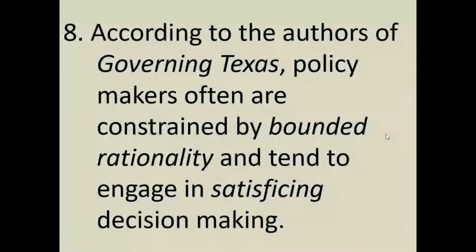According to the authors of Governing Texas, policymakers are often constrained by bounded rationality and tend to engage in satisficing decision-making. Okay, so here is some terminology that is 15 weeks old for you. Well, not really, because you were supposed to read Chapter 11 in anticipation of Reading Quiz 7. So it's not that old. The answer to that is true. So go back and look at that handful of pages, 407 to 411 or whatever, and make sure you understand what they mean by bounded rationality and satisficing.